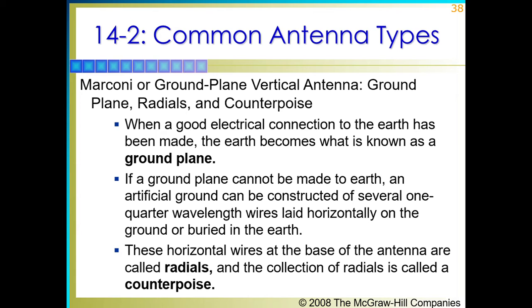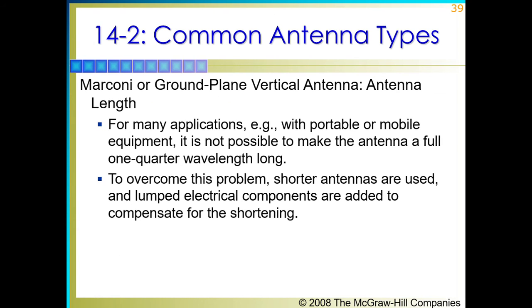These horizontal wires at the base of the antenna are called radials, and the collection of radials is called a counterpoise. In addition to its vertical polarization and omnidirectional characteristics, another major benefit of the one-quarter wavelength vertical antenna is its length. It is one-half the length of a standard dipole, which represents a significant savings at lower radio frequencies. Additionally, they provide an equal amount of radiation in all directions, which is usually ideal for broadcasting.